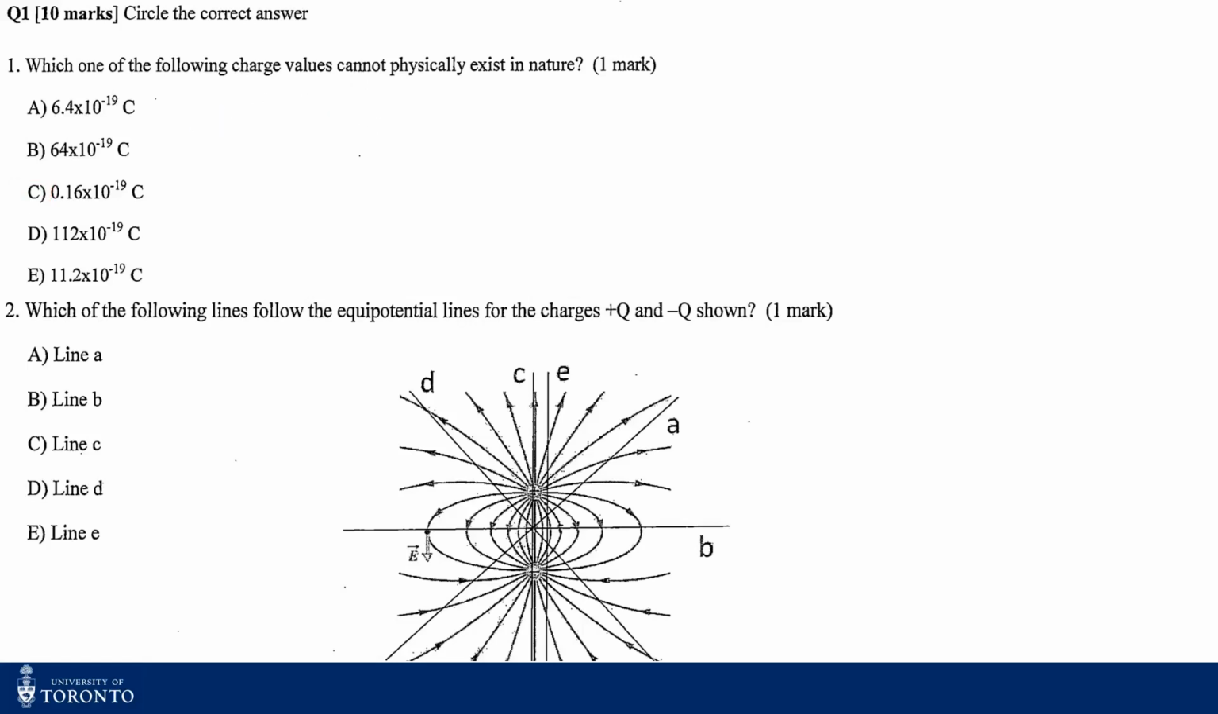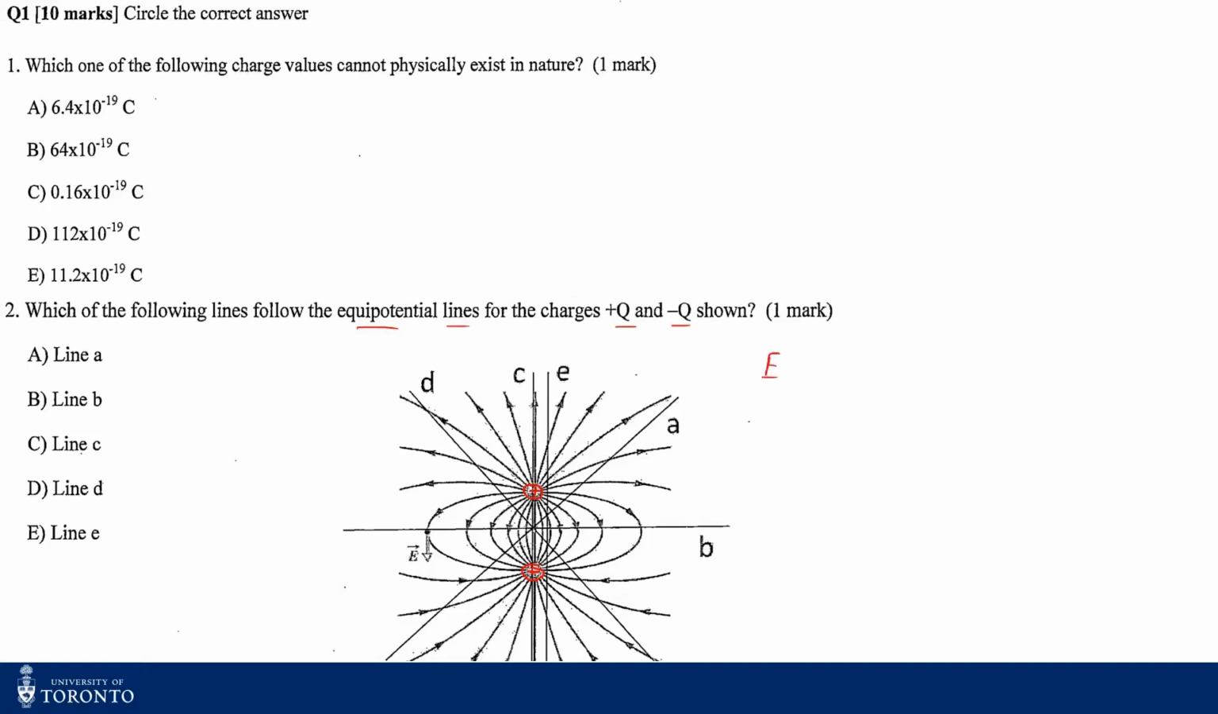Now for question number 2, part 2, we have to find the equipotential lines for the charges plus Q and minus Q. So this is the plus Q charge, right? And this is the minus Q charge. And now the curved lines are the electric field lines. Now you have to find out the equipotential lines because of this electric field distribution.